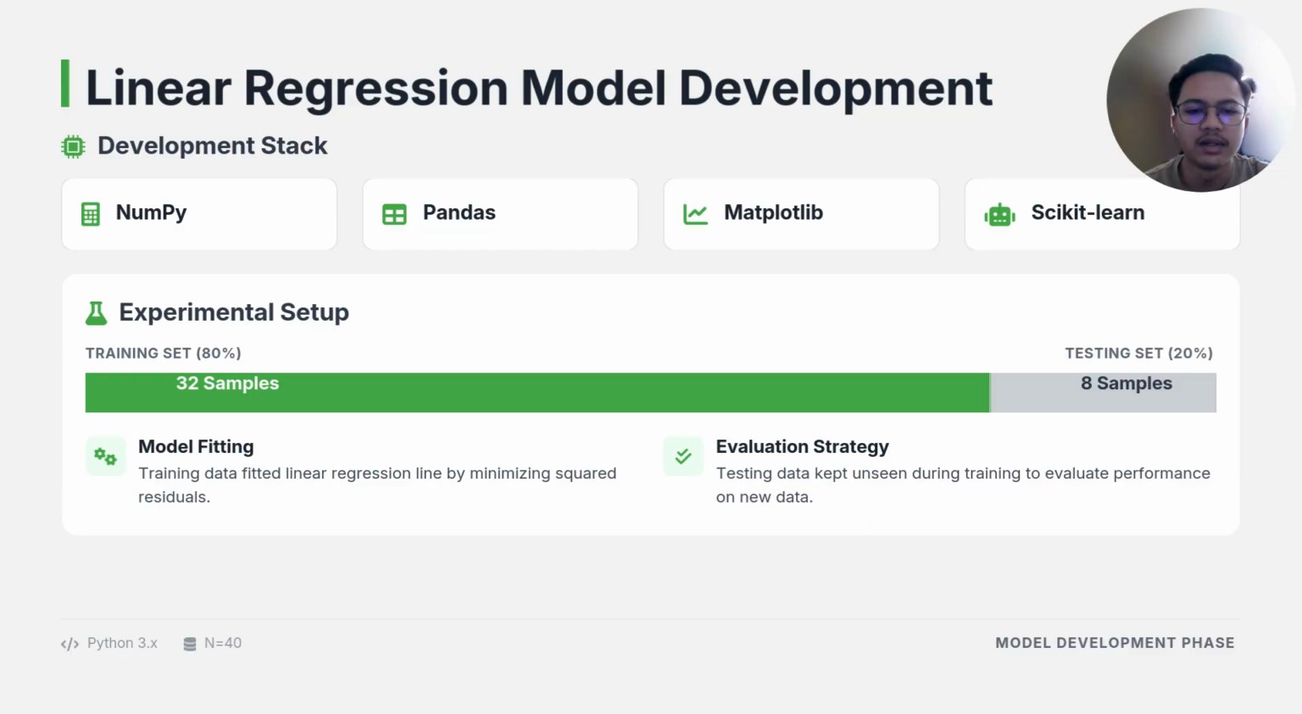Next is linear regression model development. We built our model using the Python ecosystem, specifically scikit-learn, pandas, and numpy. 80% of our data was used to teach the model, which is the training set, and 20% was reserved to test how well it learned.